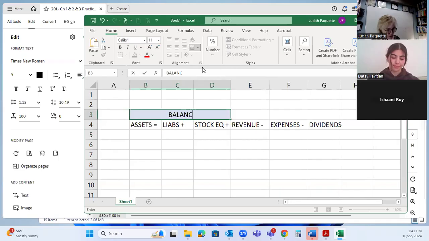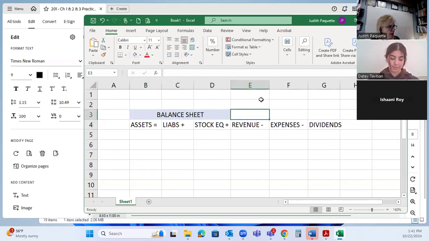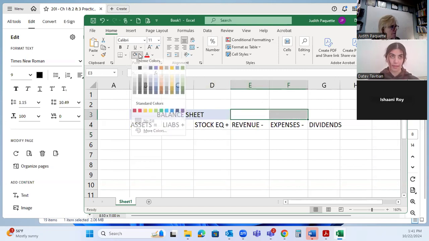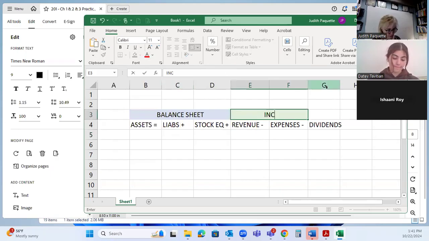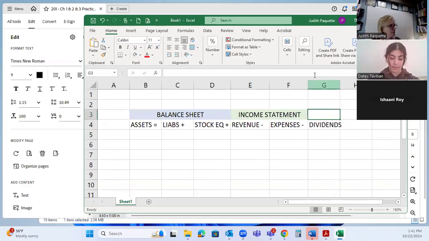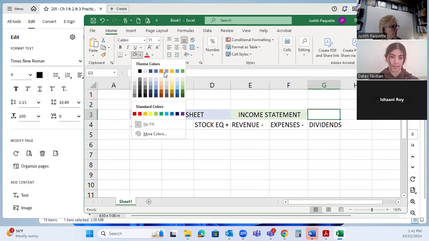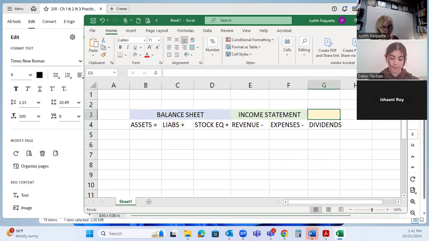Balance sheet. Okay, we are recording, just so you know. And then revenue and expense, what are they on? Income statement. Okay, so we'll label that. And then dividends, what are they on? Retained earnings. Great. They don't show up on the income statement or balance sheet. They're only on retained earnings. Okay. All right.